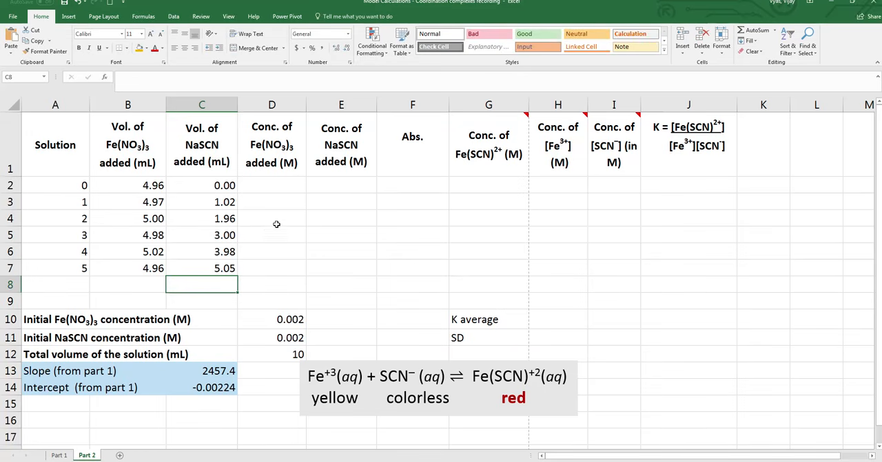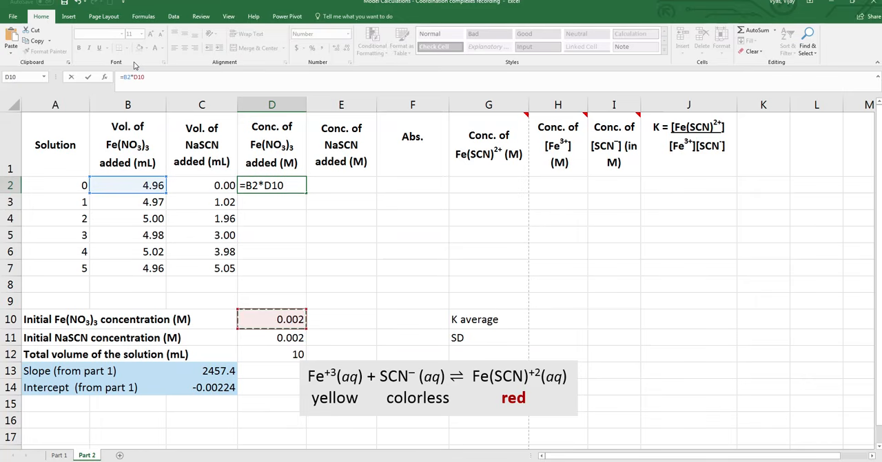So you have both the volumes, and now you can calculate the concentration using the same formula. M1V1 is equal to M2V2 like part 1. So for iron, this is equal to your volume times concentration. And again, you want to put a dollar sign in front of that, divided by the total volume. And you want to lock it so that the number doesn't change when you change the cells.